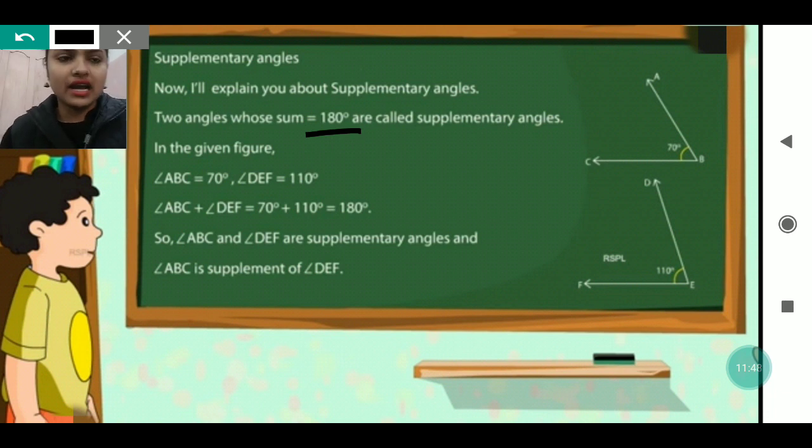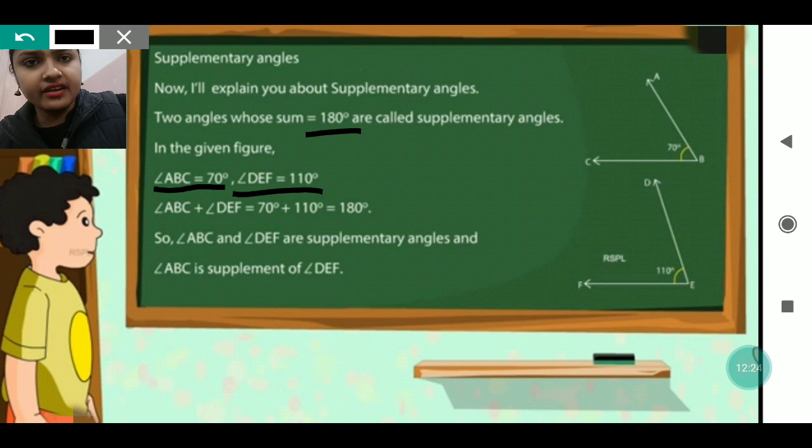Like you can see, there are two angles I have made. In these two, one angle is ABC, that is 70 degrees, I have written here. One angle is DEF, that is 110 degrees, which I have written here. Now I will add both because I have to get the sum of both angles. So when I am adding angle ABC plus angle DEF, I am getting 70 plus 110, I am getting 180 degrees. And that 180 degrees shows that it is a supplementary angle, because we are getting 180 degrees.